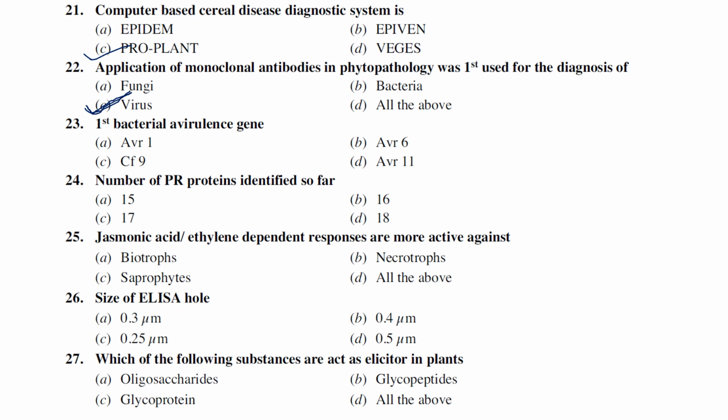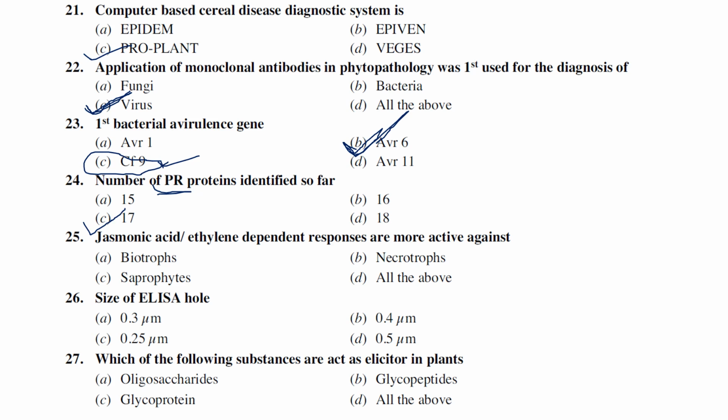First bacterial avirulent gene. They are asking not fungal avirulent gene, they are asking a bacterial avirulent gene. So AVR6 and CF9, both are the first? No. CF, Cladosporium fulvum, is for fungi. Yes. But the first bacterial avirulent gene is AVR6. It has other names as well, I couldn't recall them, but AVR6 is the first bacterial avirulent gene. So CF6 and CF9 are fungal avirulent genes. How many PR proteins are identified so far? So far, 17 kinds of PR proteins have been identified.